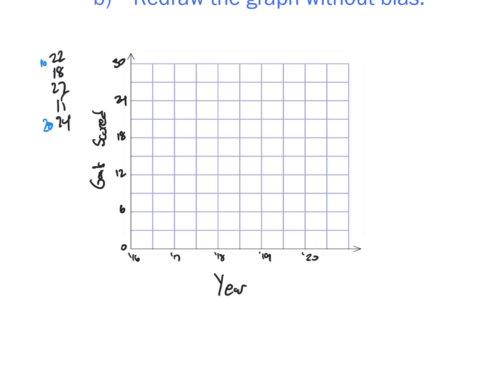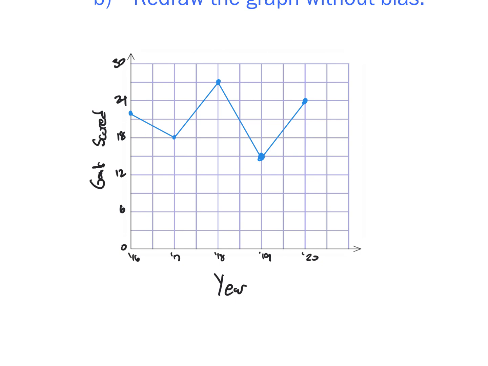So for 2016, that's 22. That would be right here. For 2017, it'd be 18, right there. 2018 would be 27, right up here. 2019 would drop us down to 15, so that's right here. And 2020, we go back up to 24, and that's right there. And now I can go ahead and just erase those numbers that were there just to give me a little bit of guidance. We do need to use a ruler or some kind of straight edge to join these points. Doesn't matter which one you use. There we go. So we can now see our line graph.